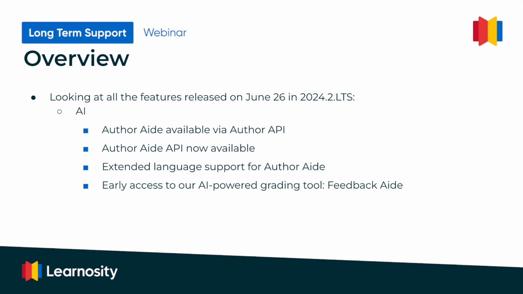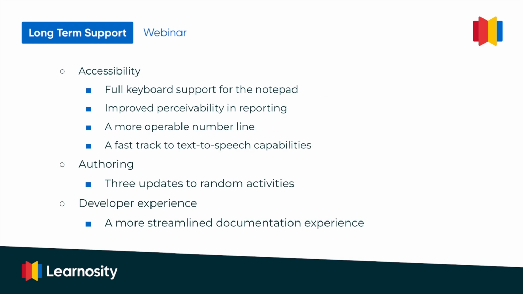Let's just briefly run through what's new from our release on the 26th of June, covering AI, accessibility, authoring, and developer experience. In AI, we'll talk about how Author Aide is now available via Author API. Author Aide is also now available as a standalone API. We've extended language support for Author Aide, and we're offering early access to our AI-powered grading tool, Feedback Aide, to a select group of customers. In accessibility, you'll see how we've added full keyboard support for the notepad, improved perceivability in reporting, made our number line more operable, and given our customers a faster route to text-to-speech capabilities. In authoring, we've made 3 updates to random activities, and in developer experience, we'll show you how we've created a more streamlined documentation experience for your devs.